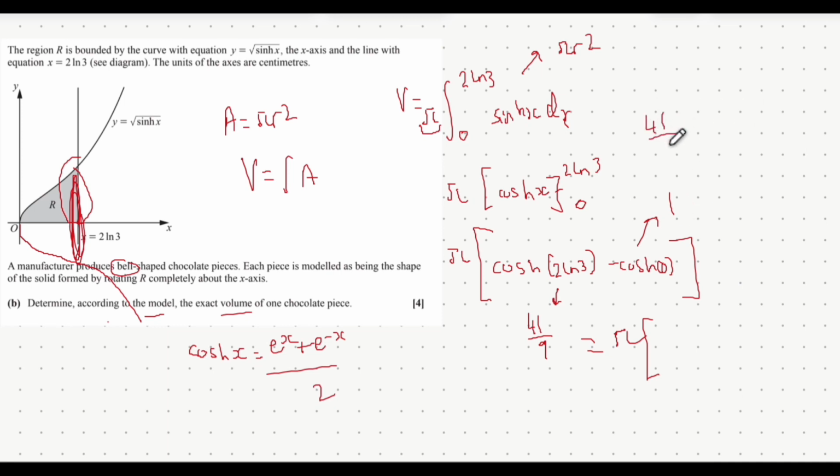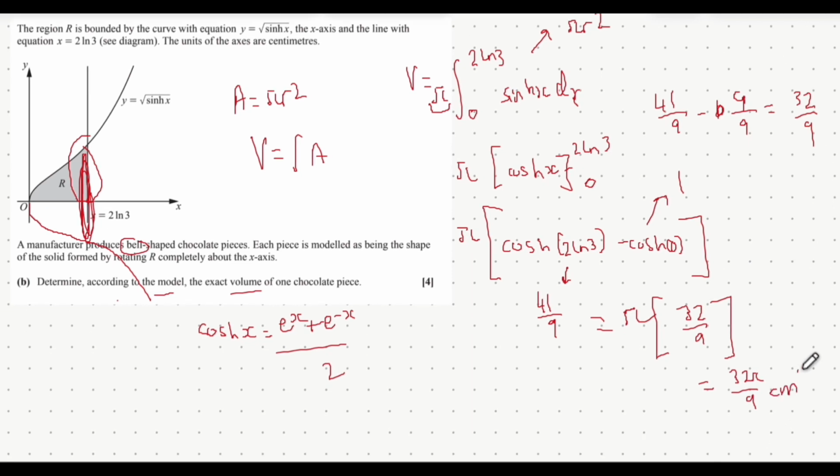Now I'll show you a trick to subtracting a fraction from a whole number. If the denominators were the same and they were both fractions, it's easy to subtract. And that's why we're going to make 1 into 9 over 9, so that the denominators match. And we also know that 9 out of 9 is 1. 41 take away 9 is 32, so we can write this out as 32 over 9. So we have pi multiplied by 32 over 9, which then multiplies to give 32 pi over 9. And that's the final answer to your question. Now, because we are talking about volume, the answer will be in centimeters cubed. And yeah, that's everything for this question.